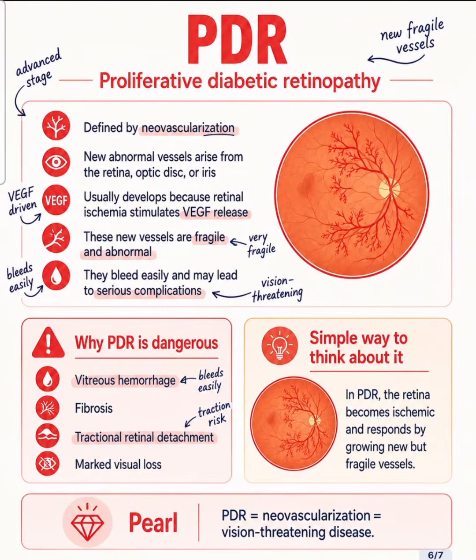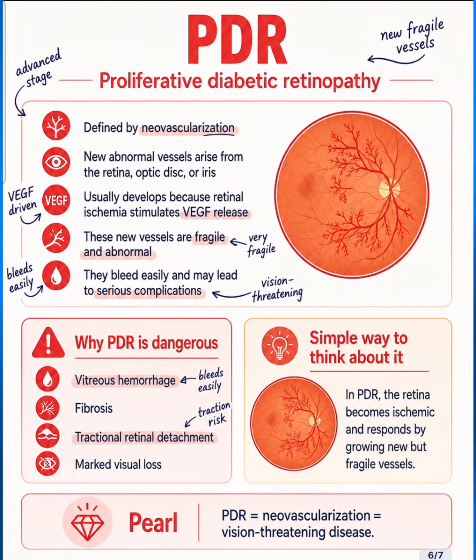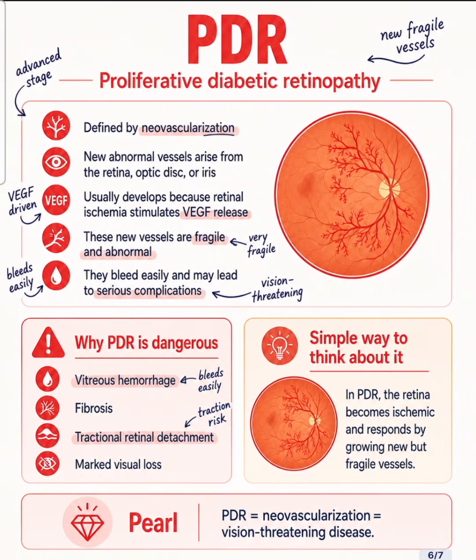In proliferative diabetic retinopathy, the defining feature is neovascularization. The ischemic retina releases VEGF, vascular endothelial growth factor, and new fragile vessels grow on the retina, optic disc, or iris. These vessels are abnormal and bleed easily. That is why proliferative disease can cause vitreous hemorrhage, fibrosis, tractional retinal detachment, and marked visual loss.